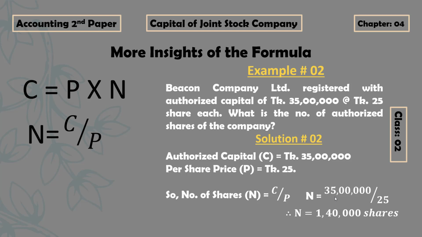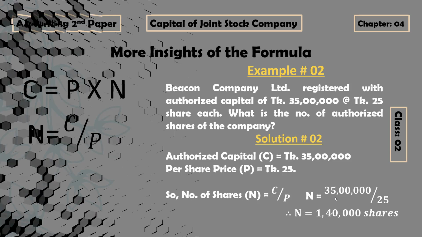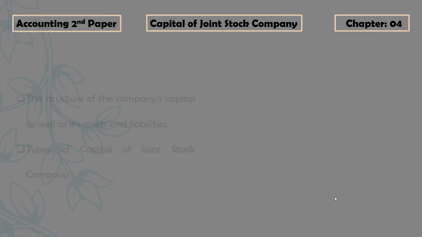So far you have learned that from C equals P into N we can find either C, P or N, just by having the two other values of the formula and finding the third one. Okay, let's move on to the next section.